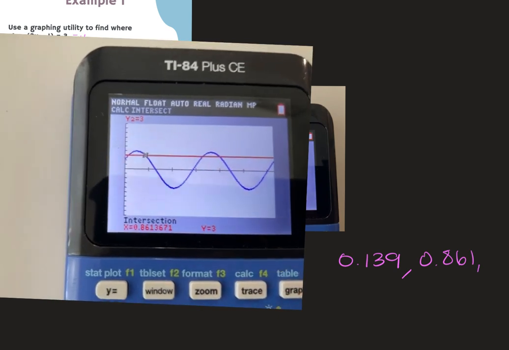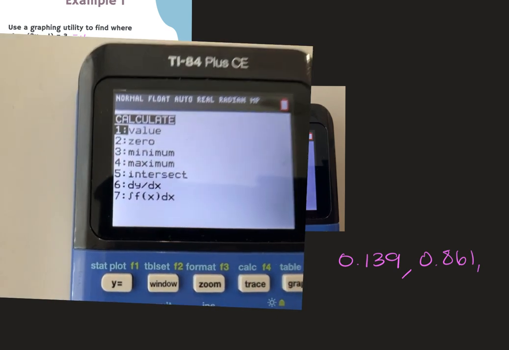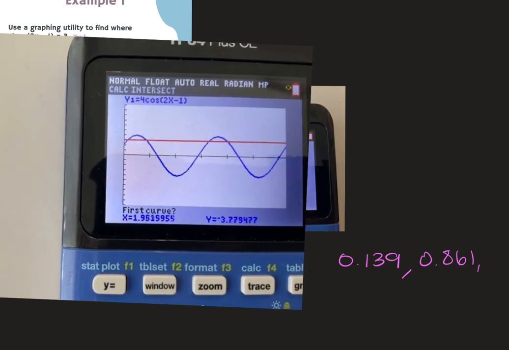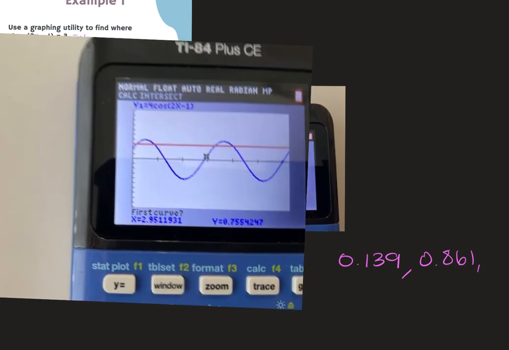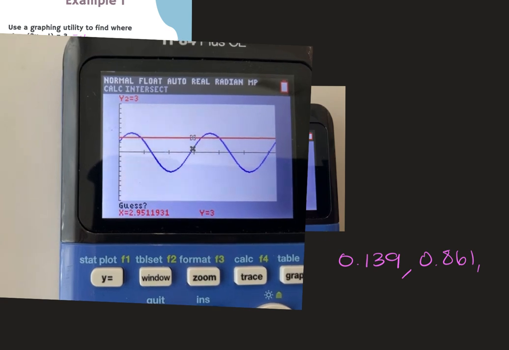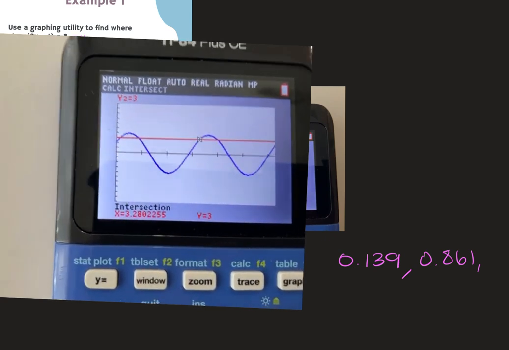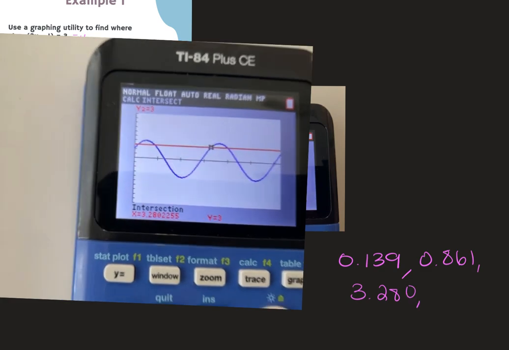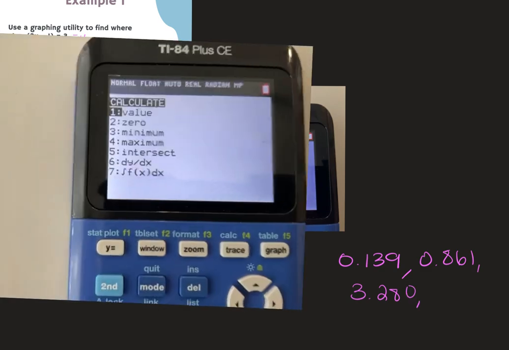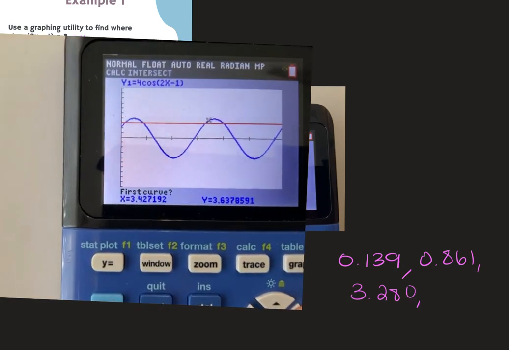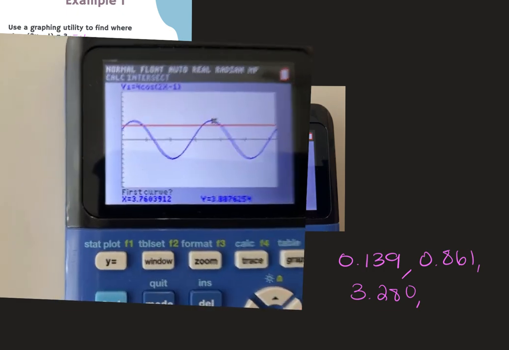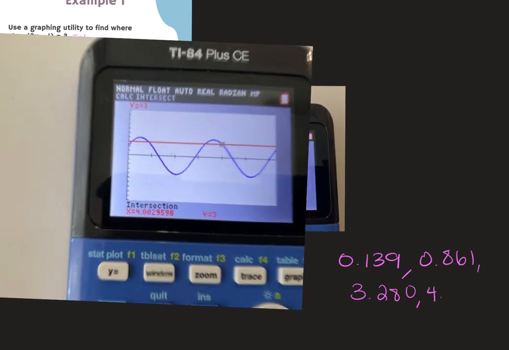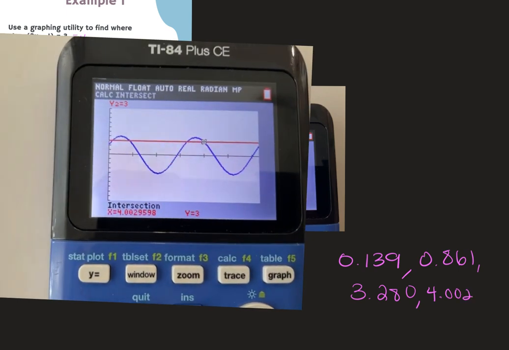And then I'm going to do it again. Second trace, intersect. Now I'm going to go closer to the third one than I am to the second, which is really anywhere over here. Hit enter, enter again, one more time. And I get 3.280. And last time, second trace, intersect. This time I need to be closer to the last one than I am to the third one. And enter 3 times, and I get 4.002.